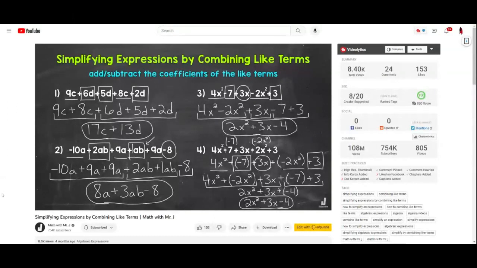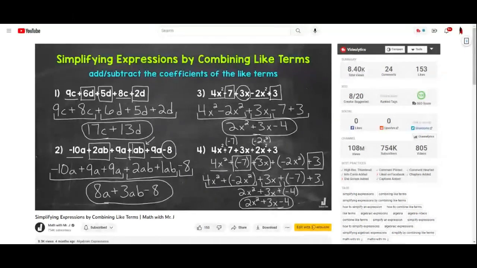Now I do want to mention one last thing, and it's about writing out expressions. When we write an expression, we typically want any exponents first. If there are multiple exponents, write them from greatest to least. If we have the same exponent, go in ABC order. And then constant terms always come last.